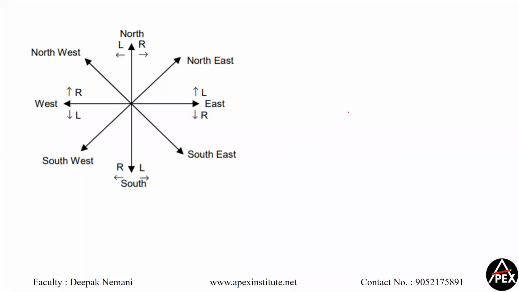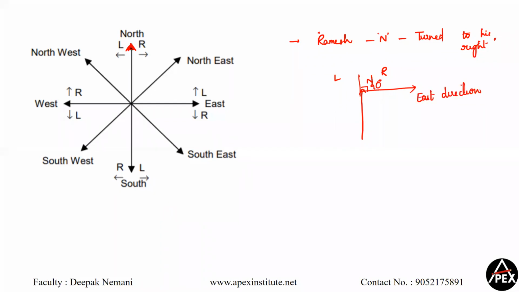Now in directions, for example, if it is said that Ramesh is moving in the north direction and turns to his right. When you come across these types of statements, with how many degrees will he turn? Whenever you come across such statements, this is the left hand side and this is the right hand side of Ramesh, and he has to turn by an angle of 90 degrees. Always remember that. So now he will be moving in the east direction, isn't it?